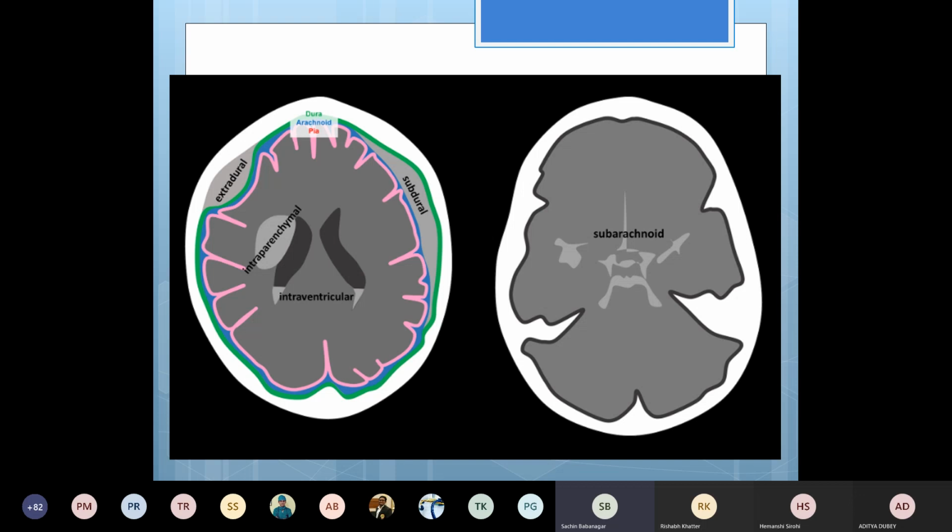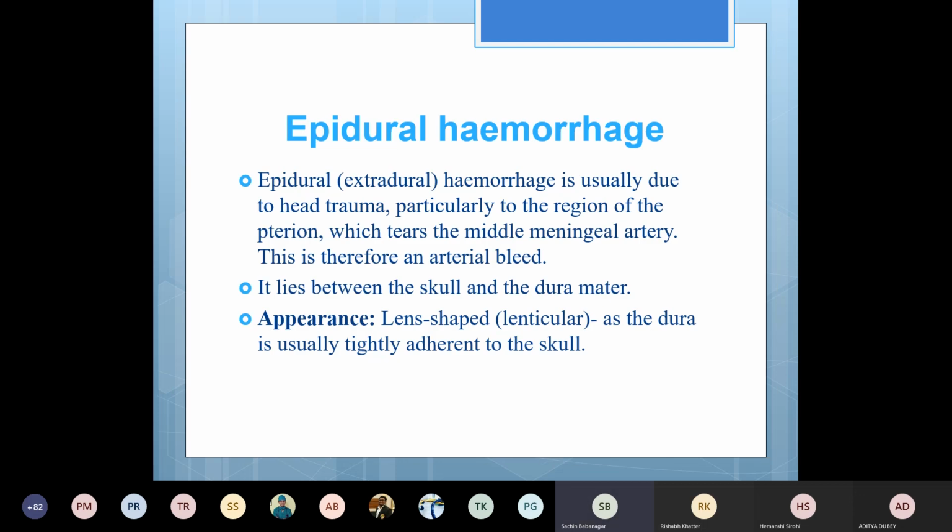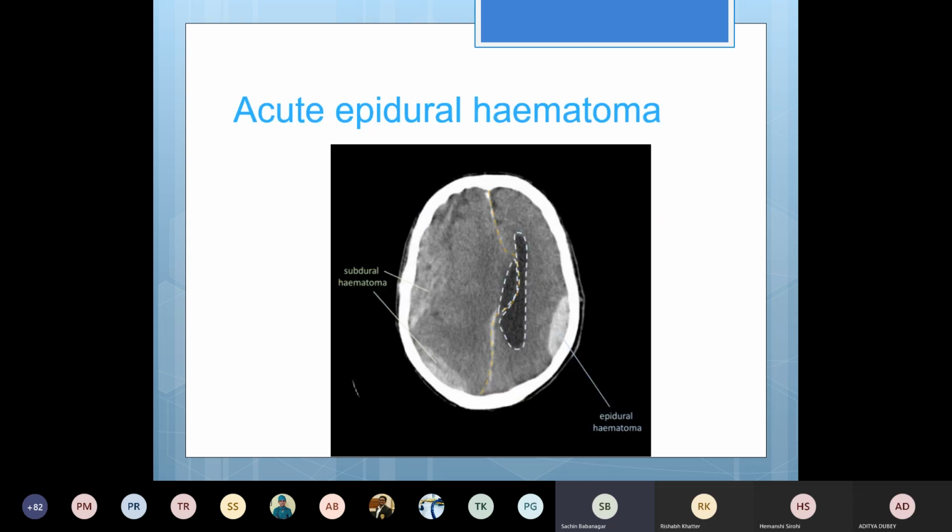Now, subarachnoid will usually be in the basal sections; you will see the basal cisterns full of hyperdense blood. Okay. So epidural or extradural hemorrhage basically is commonly associated with head trauma, and usually it's an arterial bleed, and often the middle meningeal artery is affected, and it lies between the skull and the dura mater, and as I told you, the shape is typical.